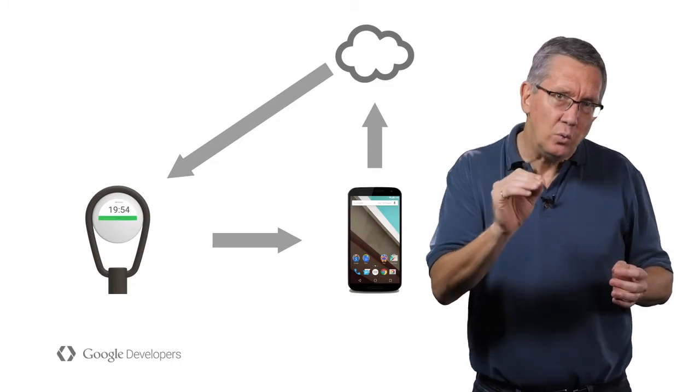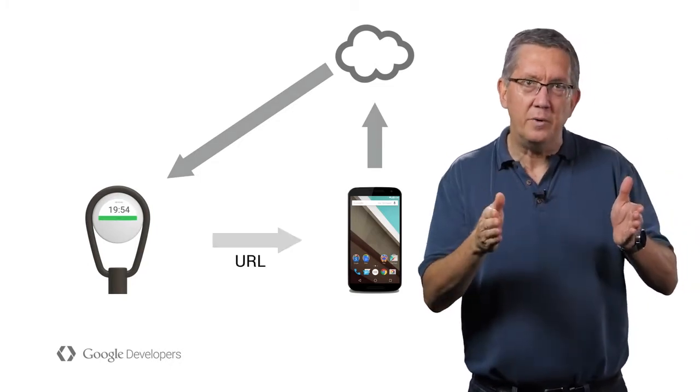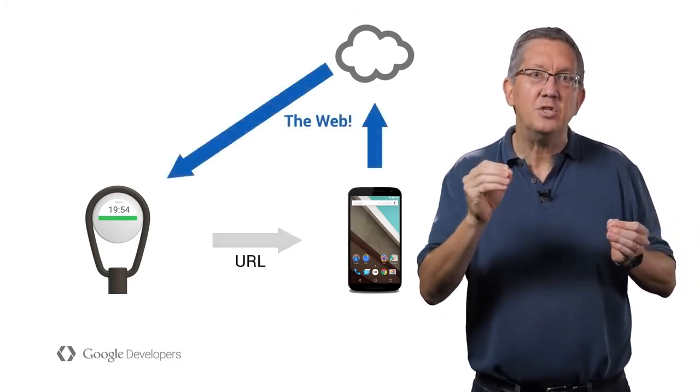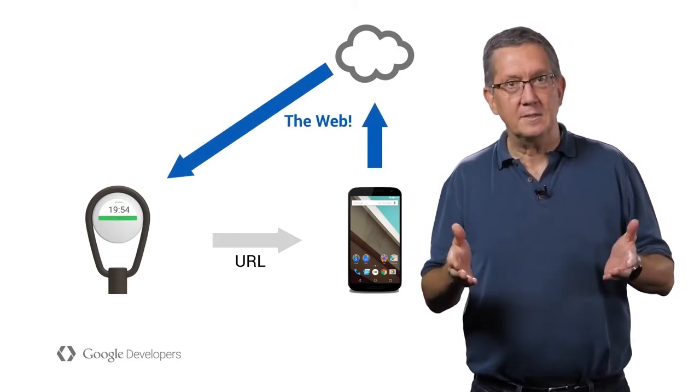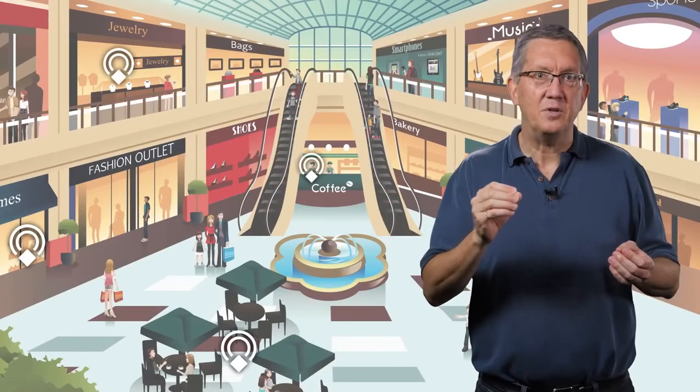The physical web is only about getting the URL to the phone. Everything else after that is just using the web. In this example, all of the real work is done by using web sockets. That's the idea behind the physical web.